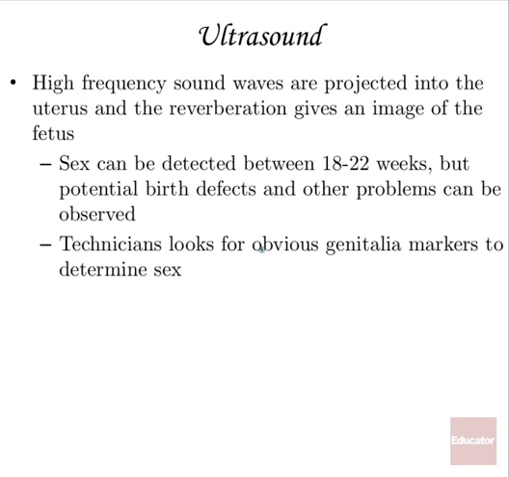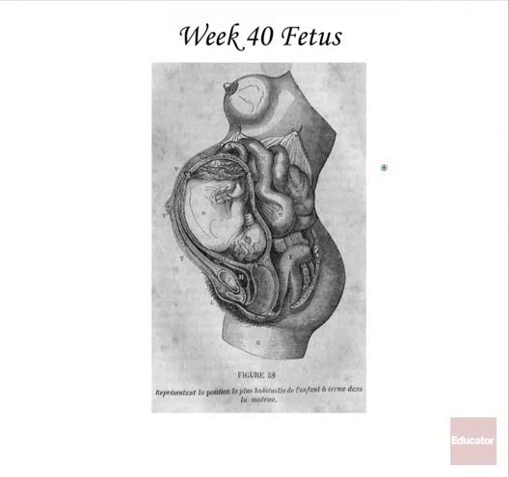So technicians look, oops, that's a typo. Technicians look for obvious genitalia markers to determine sex. So at this point in time, when you're around the 20-week mark or so, you can look at the genital region and see whether or not there's the labia majora. You can see whether or not there's an early penis with the testicular region.